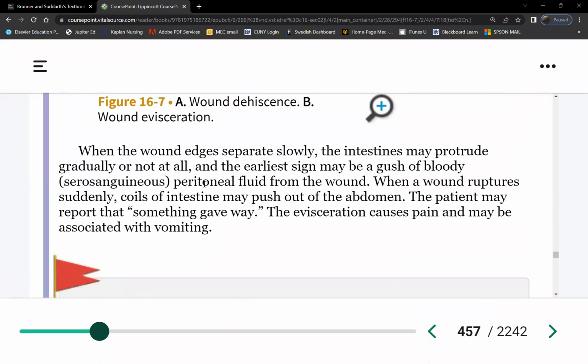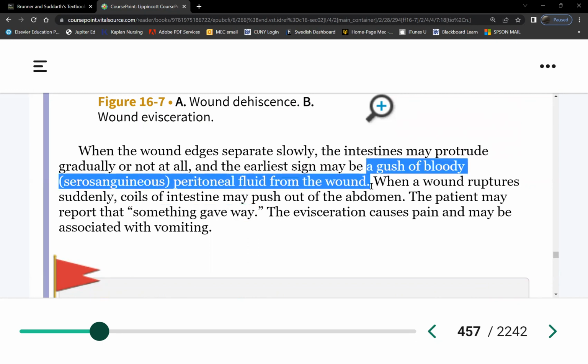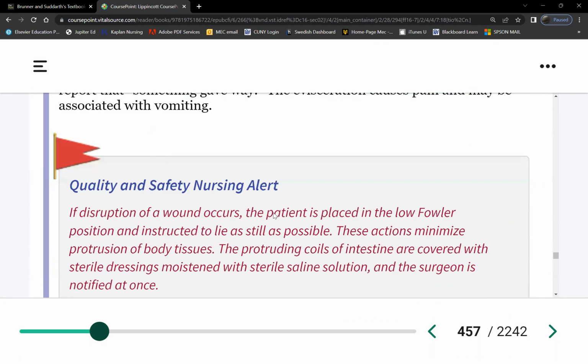Signs and symptoms. If the patient has a dressing and you can't see it, this will be the report from the patient. So either something gave way and then something popped. Those are the descriptions. Or you may have a sudden gush of bloody or semi-bloody drainage.